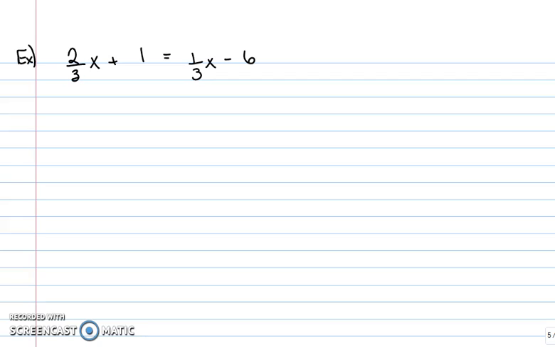The common denominator of the denominators is 3 because that's the only one we have. So I'm going to multiply both sides of the equation by 3. I'm going to multiply the left side of the equation by 3, and I'm going to multiply the right side of the equation by 3. So that when I do that, I have 3 times the quantity 2/3 x plus 1 is equal to 3 times the quantity 1/3 x minus 6.